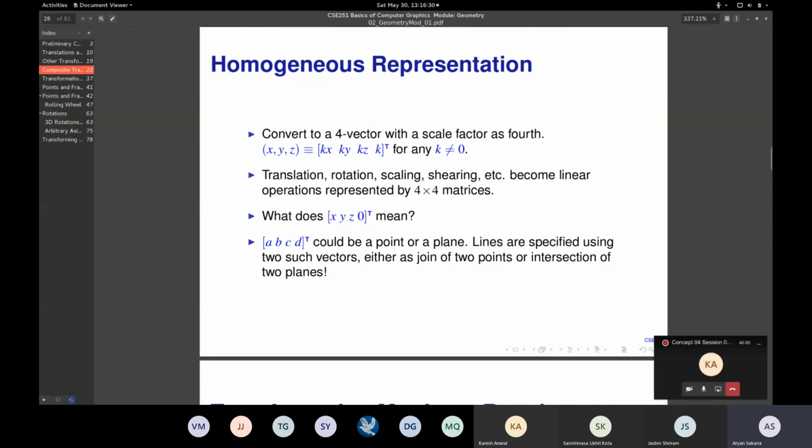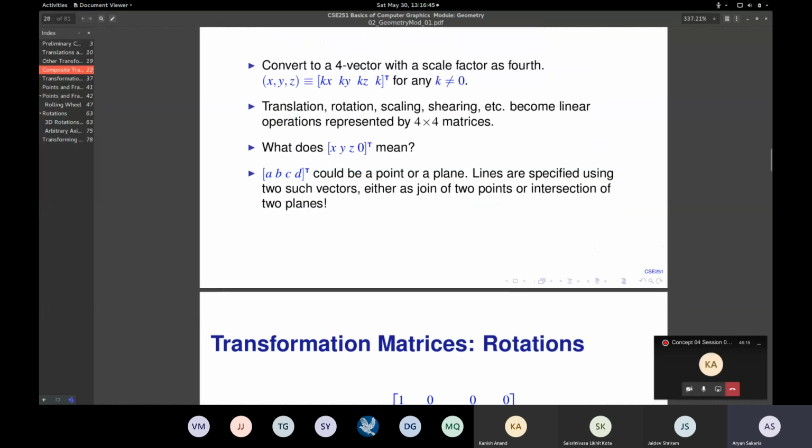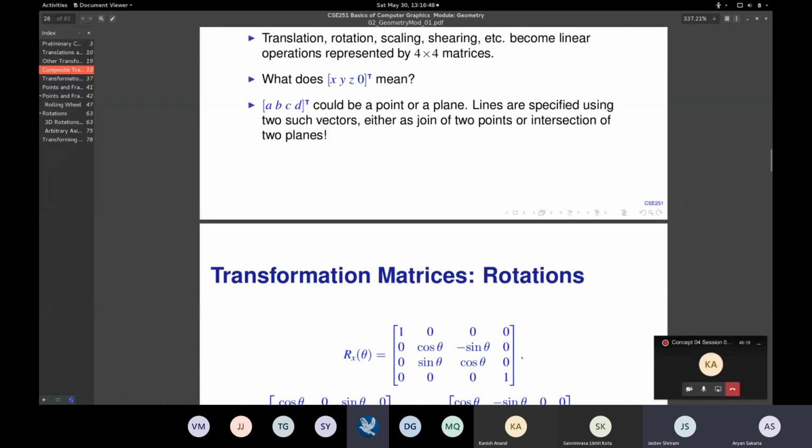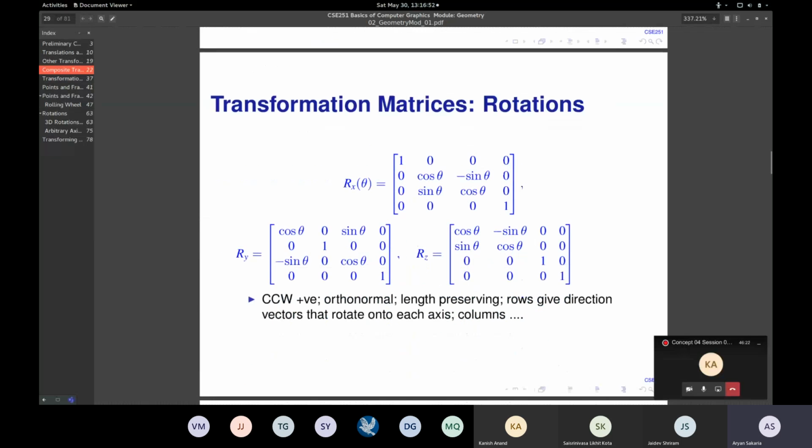I think Adil would have told you about this yesterday. X, Y, Z, 0 should be a point at infinity. Or rather, the plane at infinity. I'm not sure. Because dividing by 0 would give you infinite values. Right? Okay.